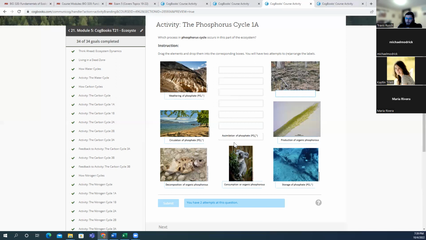Yeah, roots, they absorb water and nutrients from the soil, right? So they would assimilate phosphate. Yeah, we got them all correct.